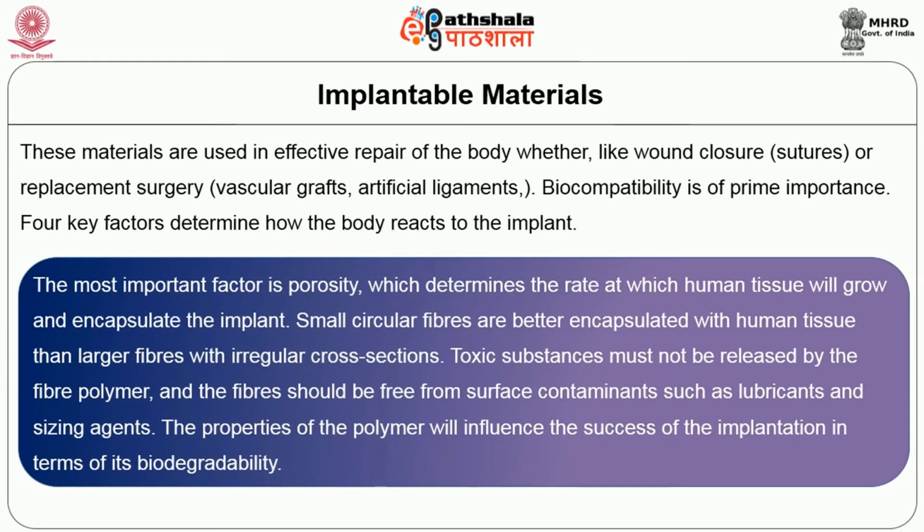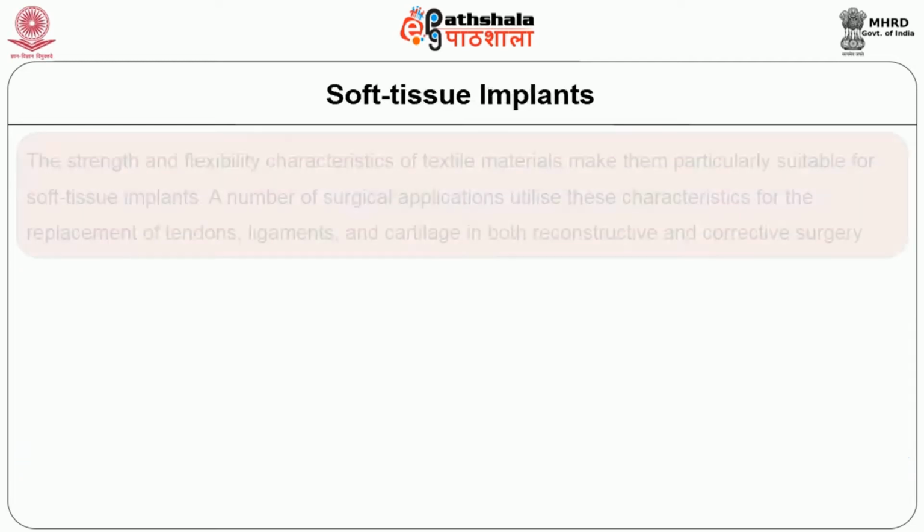These four factors are: the most important factor is porosity, which determines the rate at which the human tissue will grow and encapsulate the implant. Small circular fibers are better encapsulated with human tissue than large fibers with irregular cross sections. Toxic substances must not be released by the fibers, and the fibers should be free from surface contamination such as lubricant and sizing agent. The properties of the polymer will influence the success of the implant in terms of its biodegradability.